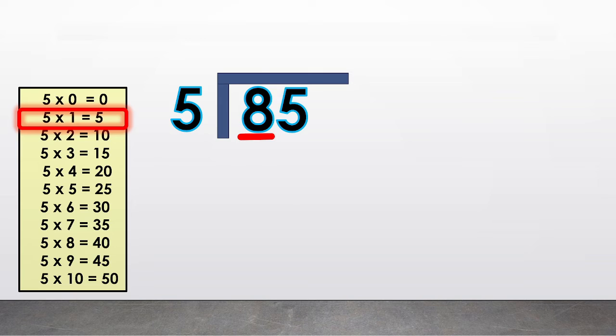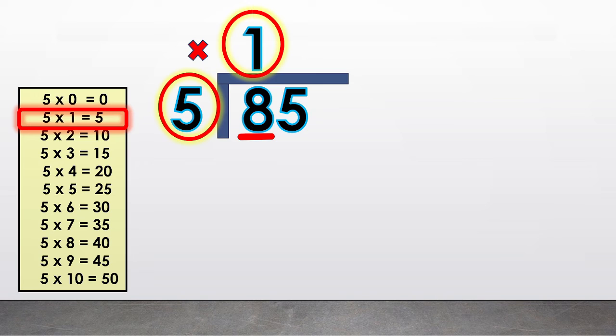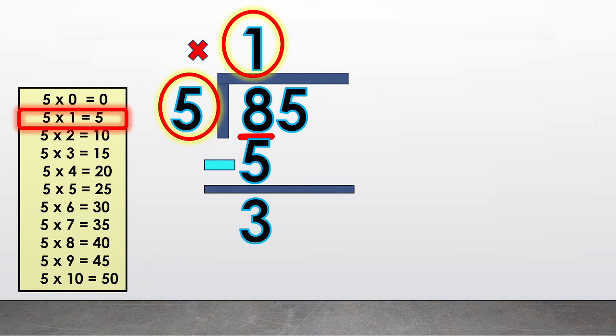We write the 1 above the 8. Now, multiply 5 times 1. 5 times 1 equals 5. Write 5 below the 8. Now, subtract 8 minus 5 equals 3. Next, bring down the digit 5 in the dividend. So it becomes 35.